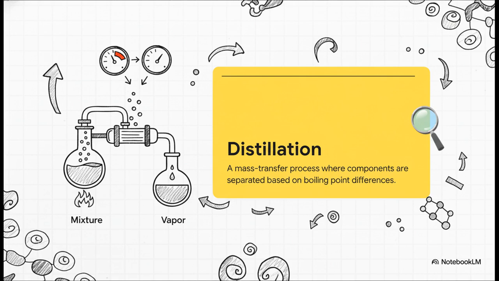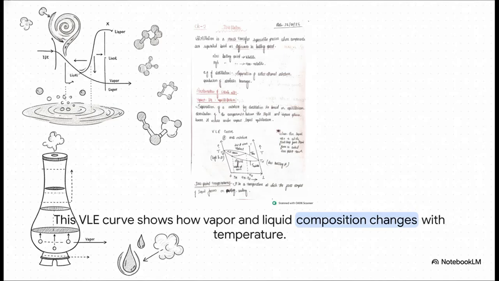You just capture that vapor, cool it down, and boom, you have a pure substance. The whole entire process relies on understanding the relationship between a liquid and the vapor it produces. We can actually map that relationship on a chart called a vapor-liquid equilibrium curve, or a VLE curve. You can think of it as a cheat sheet for distillation. It tells us exactly what the vapor is going to look like at any given temperature.